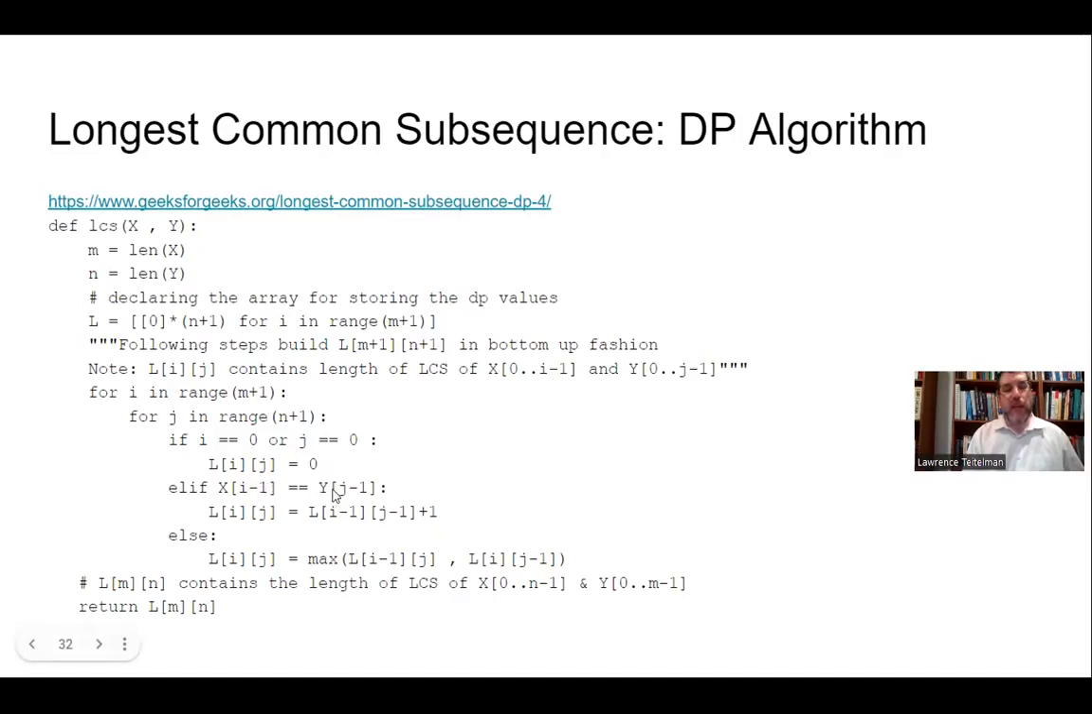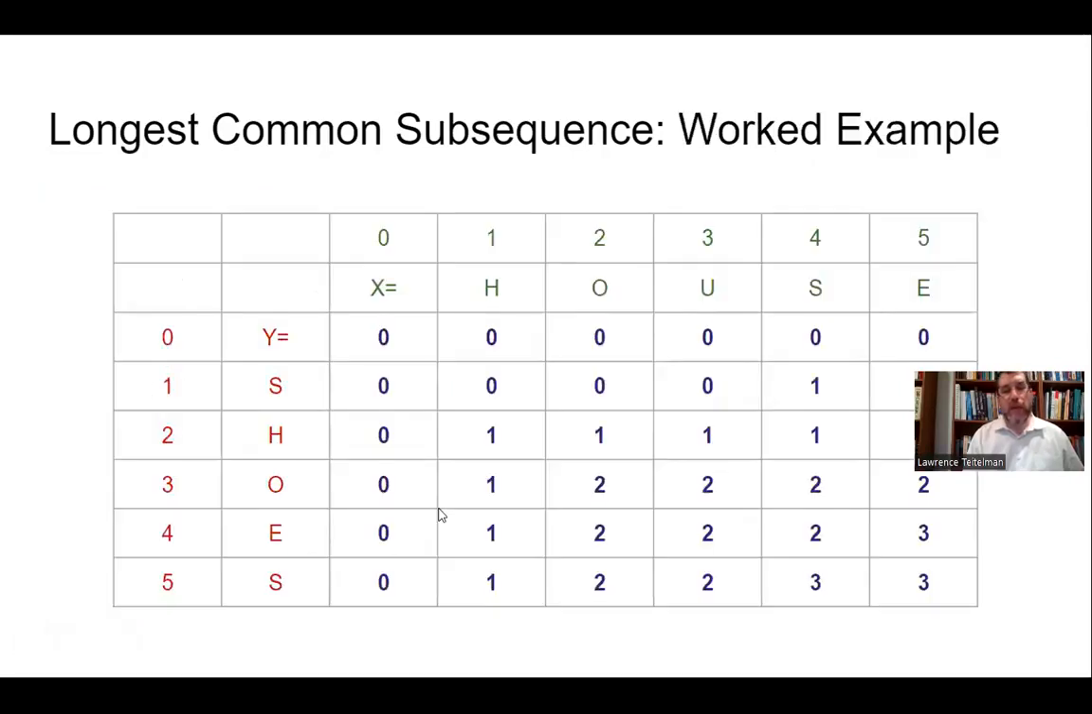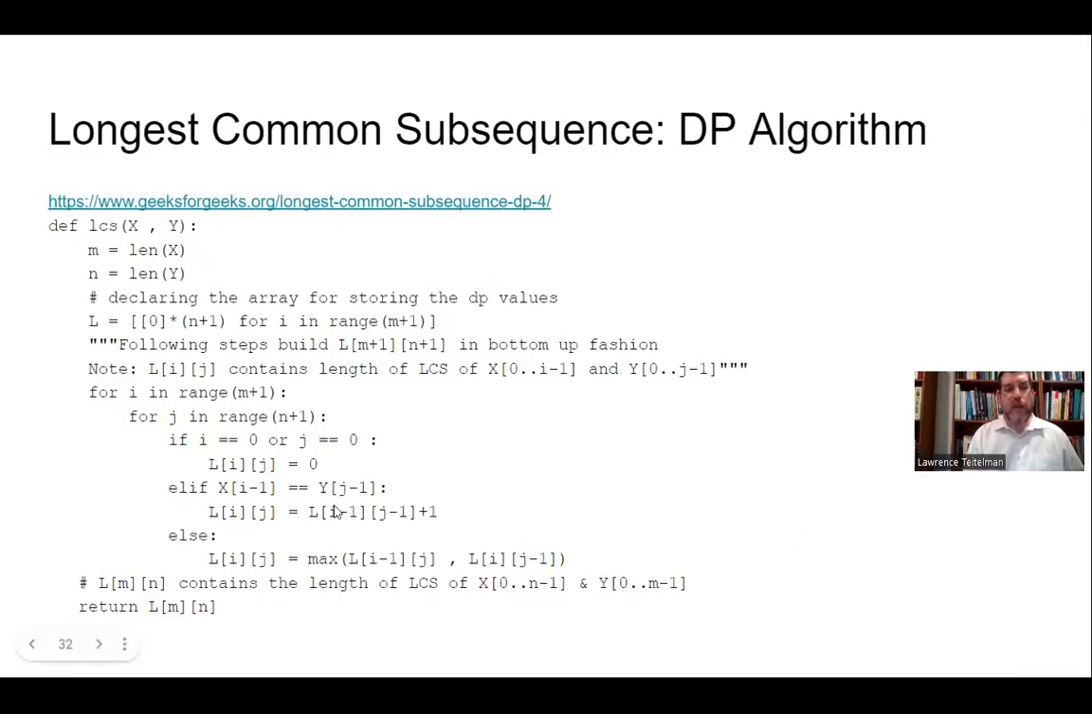If the two end characters are the same, then we get one character in common, that last character, and we get whatever we can do with only i minus 1 on one and j minus 1 on the other. If they are not the same, then I take the max of omitting one character on one side or omitting the other character on the other side. And that's going to be that. And what's the time complexity of this algorithm?